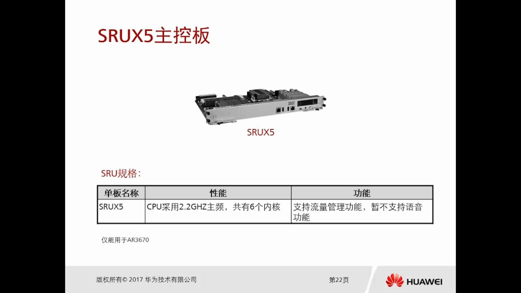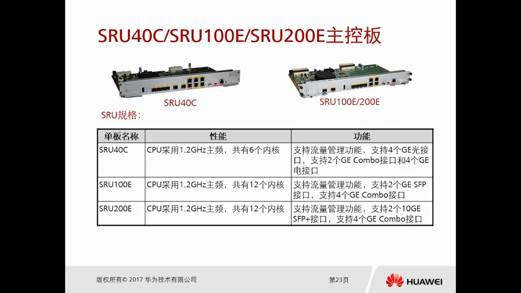Now let's take a look at the other main control boards, which have further evolved. Building on some foundations, they added some additional functions. Mainly, let's look at what has been added on this side: 4 GE optical ports, support for 2 GE combo ports, and 4 GE electrical ports. In the new version, these interfaces have been added to these three main control boards. Similarly, there are some limitations. My temperature is 40 degrees Celsius.